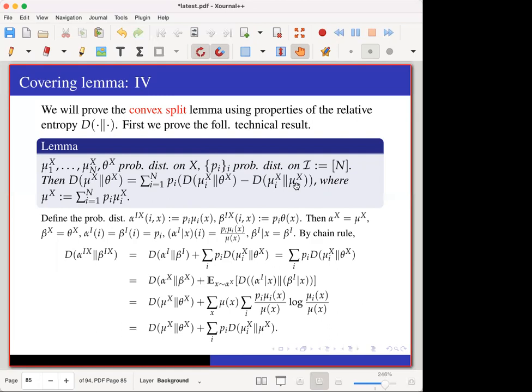So this you can prove directly from the definitions. Just plug everything in and simplify it, do the algebra, and it will come out. But we will see another proof, which is actually not shorter, but I thought I would present this proof so that I remind you of the chain rule of relative entropy.